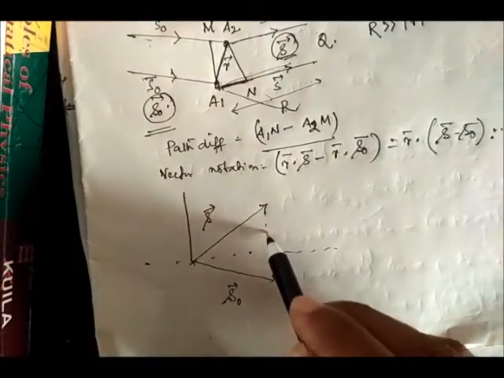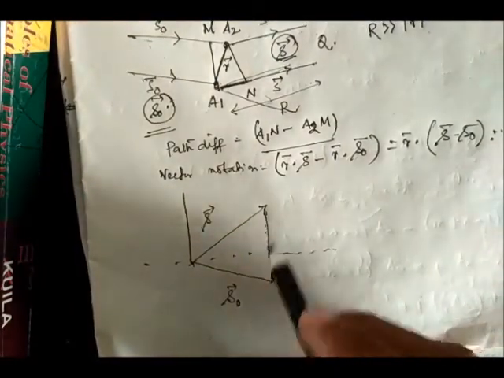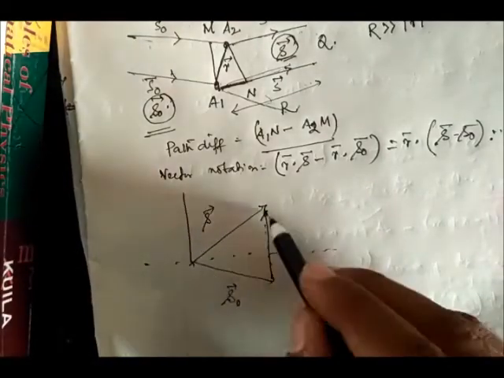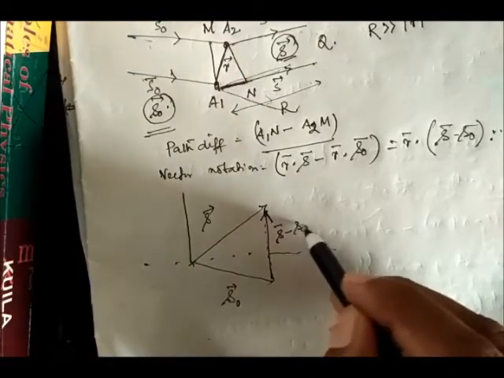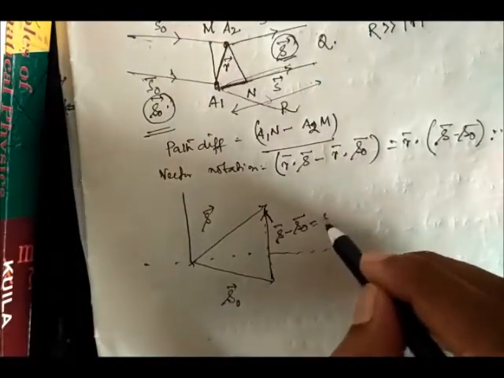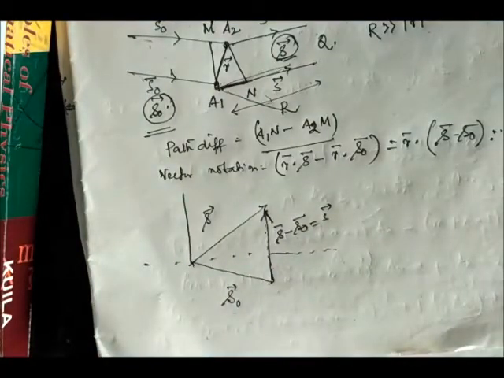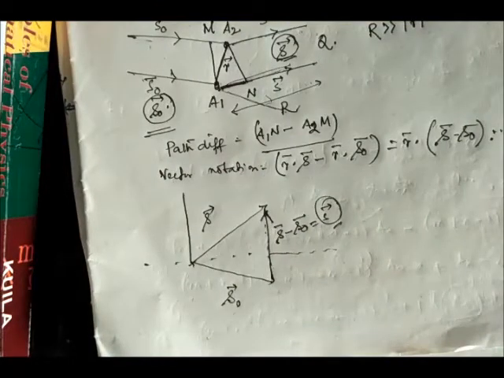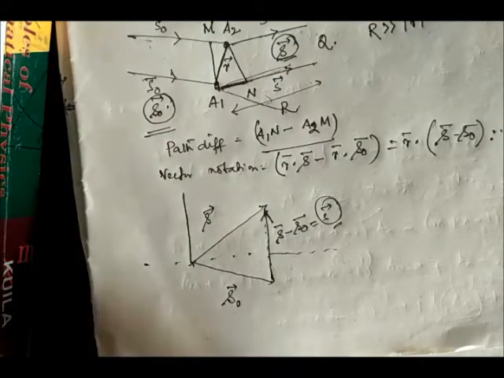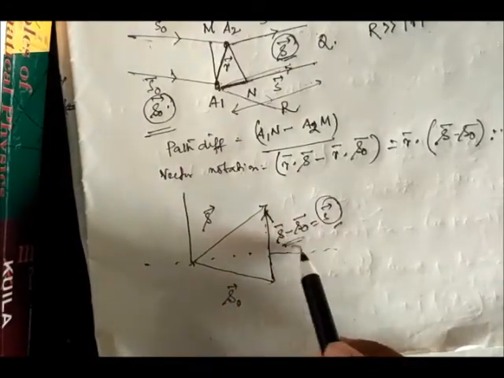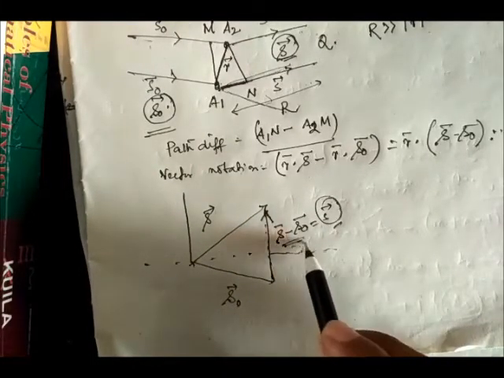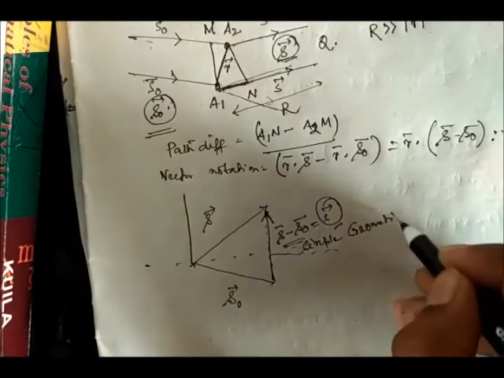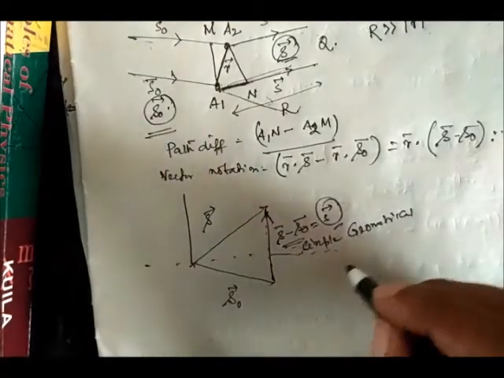Now this line basically represents S minus S0, and I write this vector as S. So the vector S minus S0 has a simple geometrical interpretation.